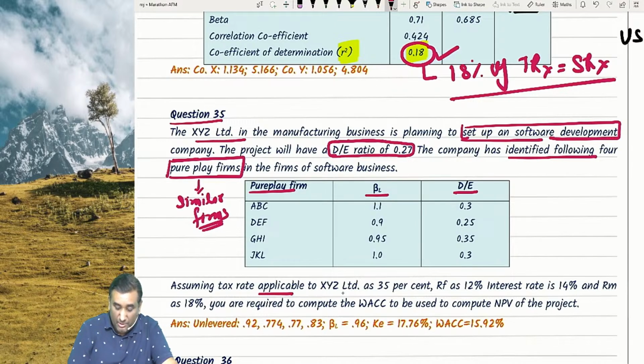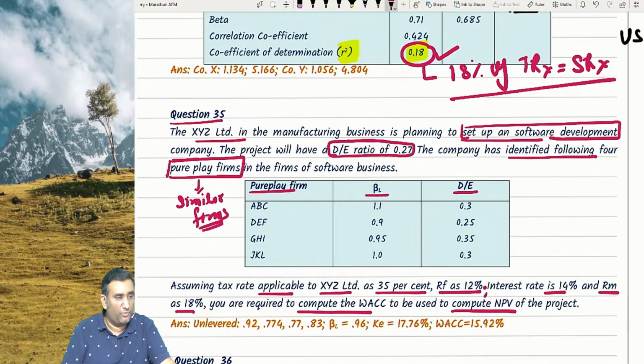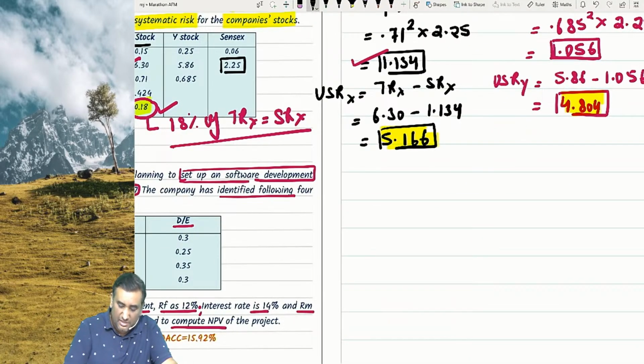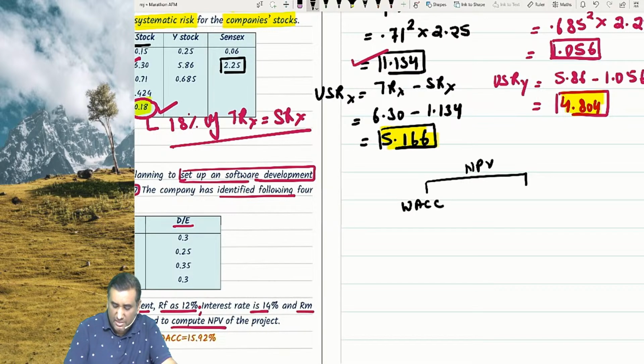Assuming the tax rate applicable to XYZ is 35%, RF is 12%, interest rate is 14%, RM is 18%. You are required to compute WACC to be used to compute the NPV of the project. Now you just need to calculate WACC, and that will be used for NPV. If you analyze how the question can be framed, for NPV we need two things. One is WACC and second is cash flows. For WACC we need cost and we need rates.